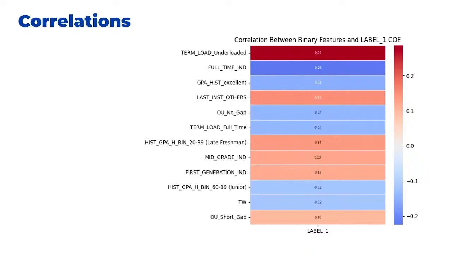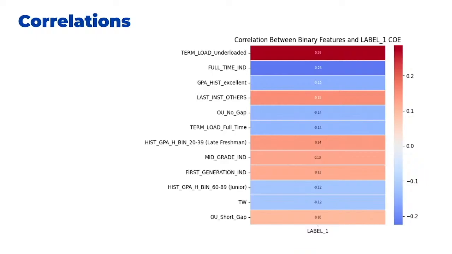We are looking at the correlation between those features and the dropout label. The important thing in this plot is that these coefficient features are in a moderate range, so we have to be careful about how we are interpreting them. But the strong one is their first term credit load, which is showing a positive correlation with the label.